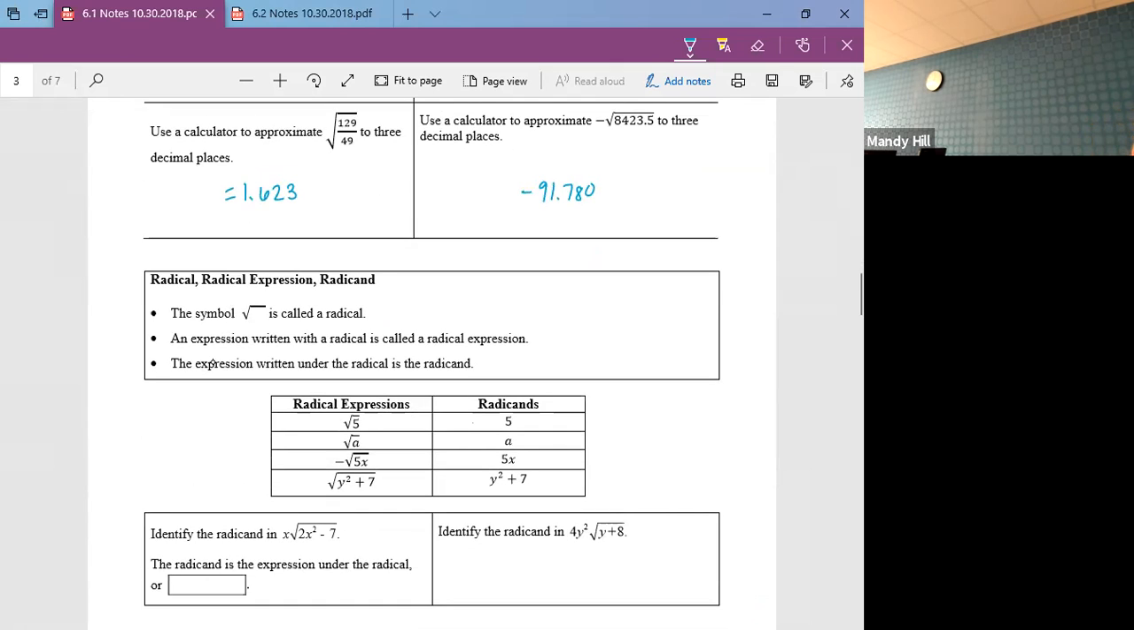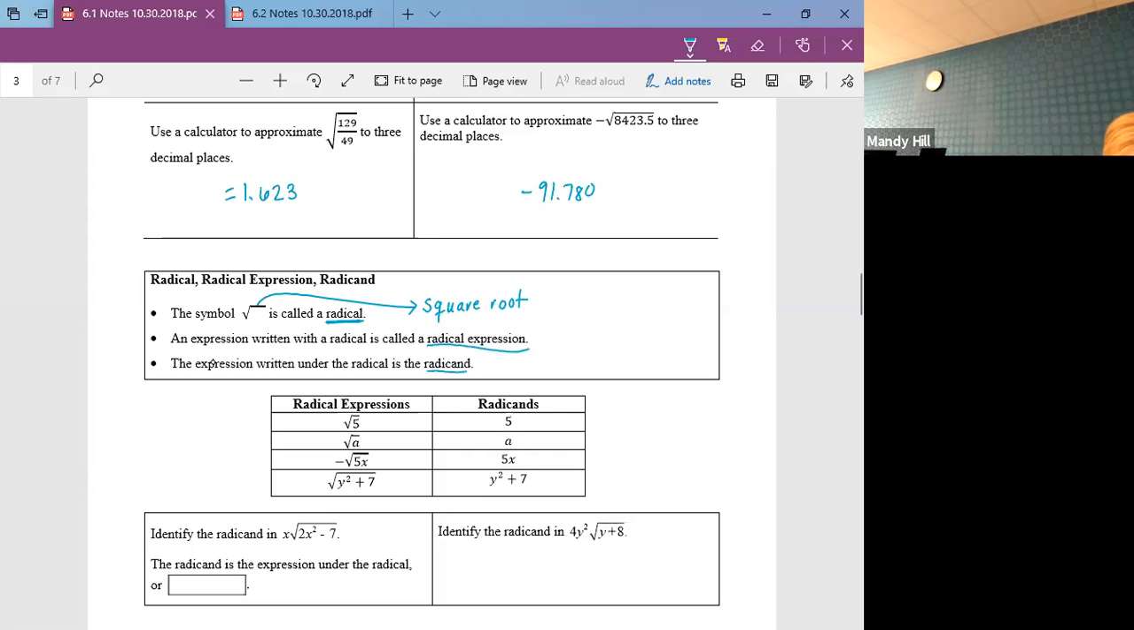Okay, I have been calling this, just because I feel like that's what you're probably used to, the square root symbol. But really in math, most people would recognize that it's a radical sign. This little house rooftop thing is a radical sign. We call it square root. An expression written with a radical is called a radical expression. So if you see a square root problem, it's called a radical expression. The expression written underneath the radical is the radicand.